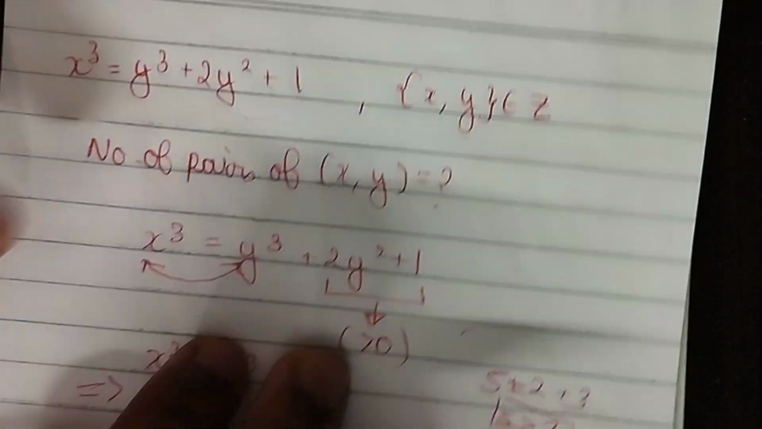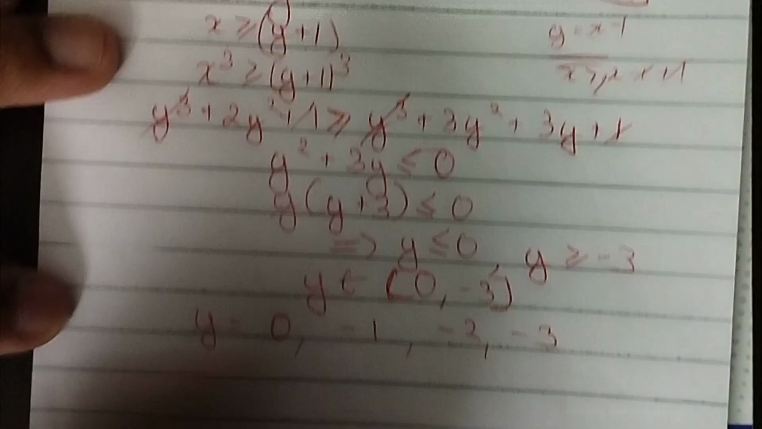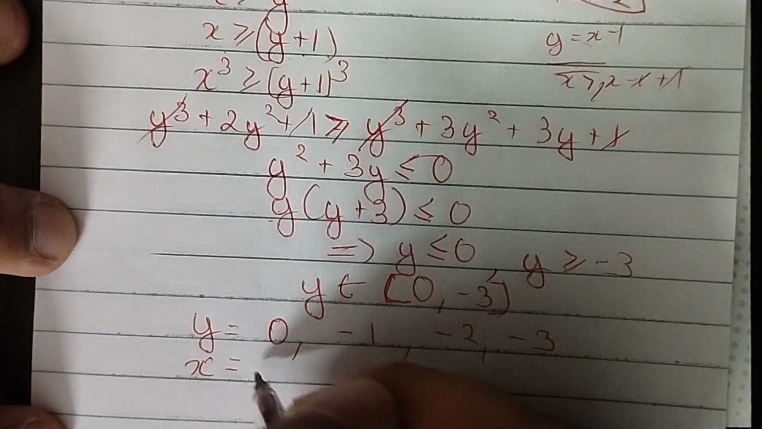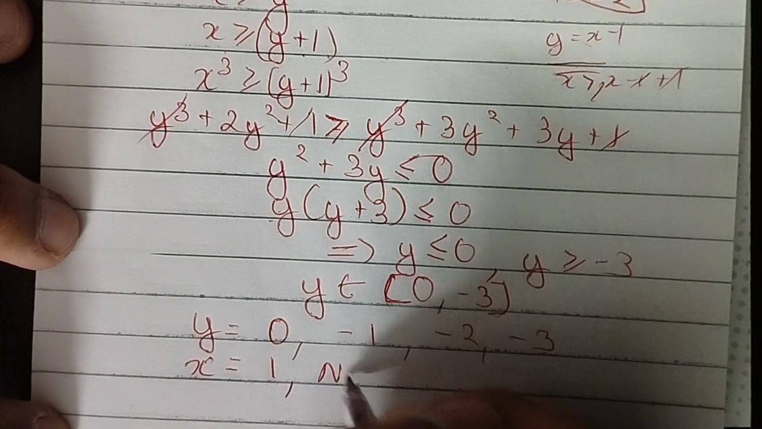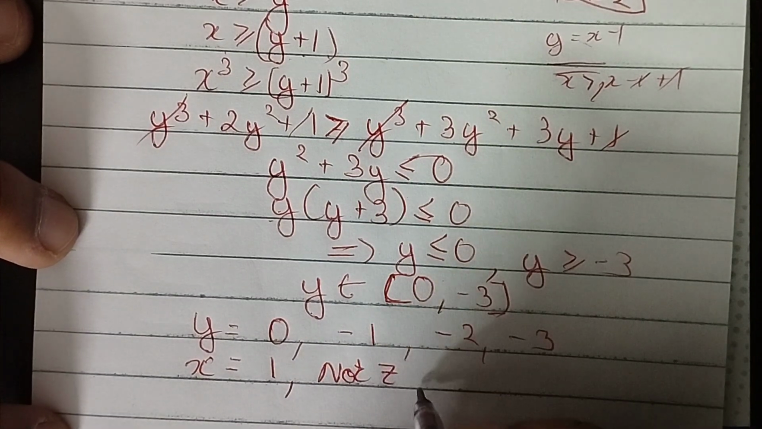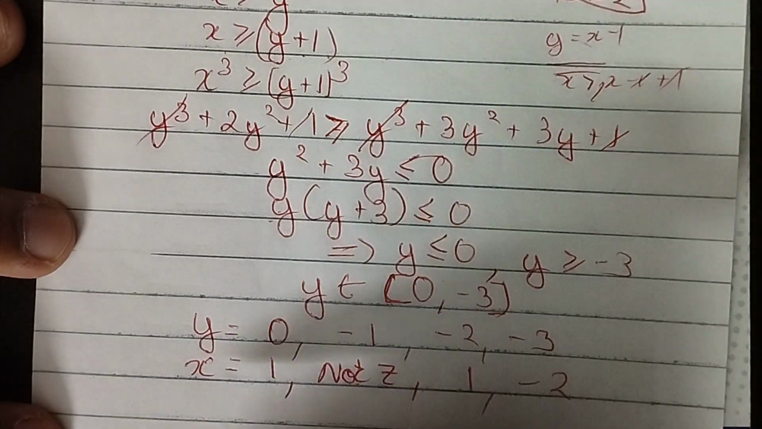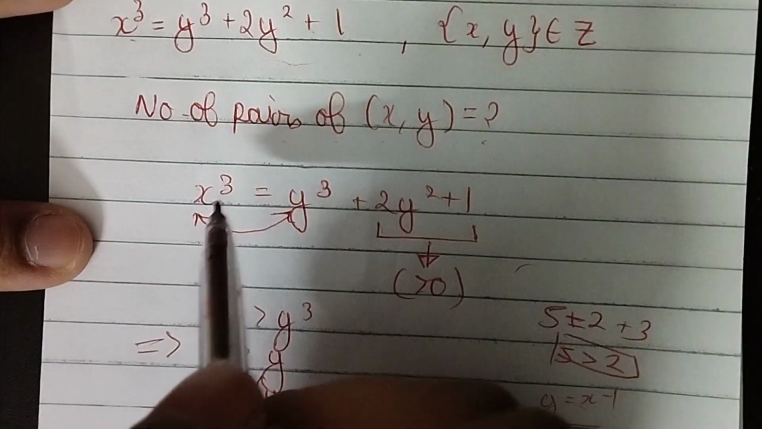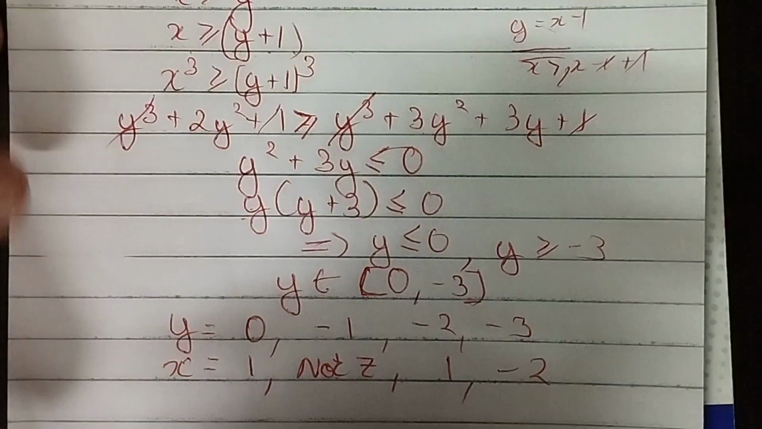Now you're going to plug in these values in this equation. So now let's do it. I had already calculated, so I will not waste your time. Put that in. You get for 0 as 1. For minus 1, it was not an integer. And for minus 2, what we're going to get here is 1. And for minus 3, we're going to get minus 2. And now the question asks for the number of pairs x comma y. What I've found is y comma x, so I'm just going to reverse this to x comma y.